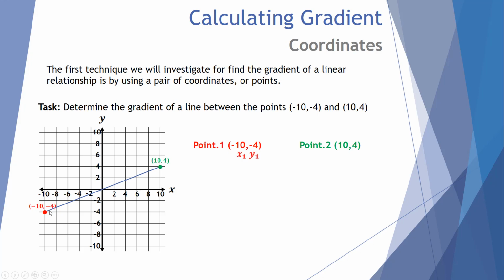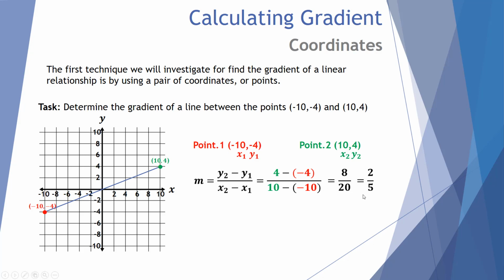Let's look at labeling these again. Point 1 has an x value and a y value, x1 and y1, and point 2 has an x value and a y value, x2 and y2. The equation for gradient was y2 take y1 divided by x2 take x1. y2 was a 4, we sub that in, and y1 was minus 4, we sub that in. x2 was 10, subbed in, and x1 is minus 10, subbed in. Now, 4 take negative 4. The two negatives effectively act as an addition, and 10 take negative 10. Again, the two negatives act as an addition. So we end up with 4 plus 4 gives me 8, and 10 plus 10 gives me 20.